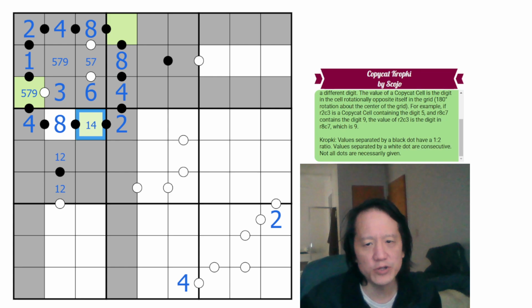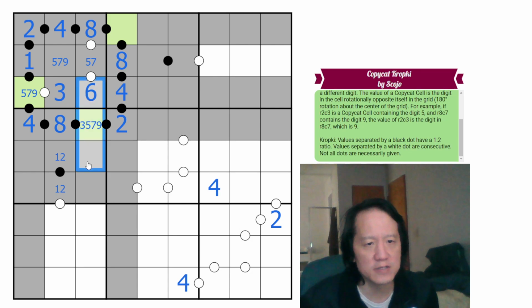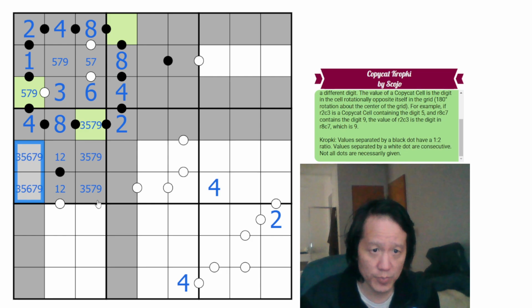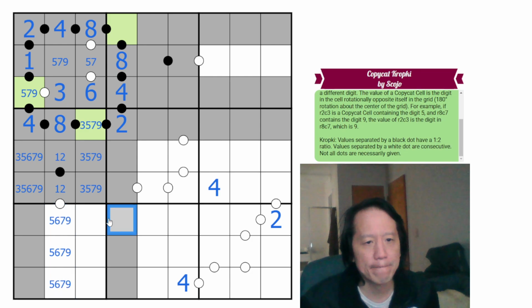So this, we don't know what the number is. We just know this is not copycat. This is not copycat. So the copycat is, again, 180 degrees rotational around here, so therefore this has to be the 4. This is 3, 5, 7, or 9. It cannot be 6 because the 6 is here. This is 3, 5, 7, or 9, and then this is 3, 5, 6, 7, 9. This has to be 5, 6, 7, or 9.